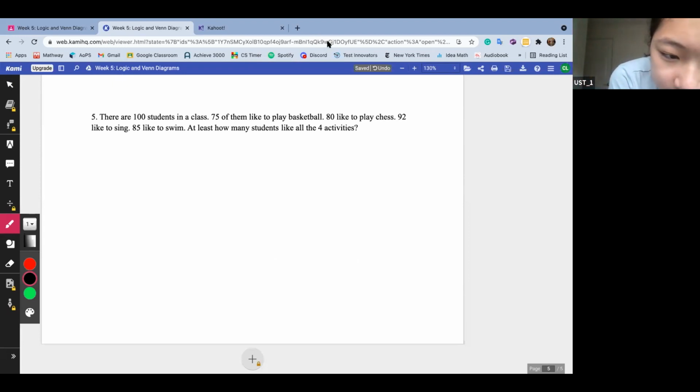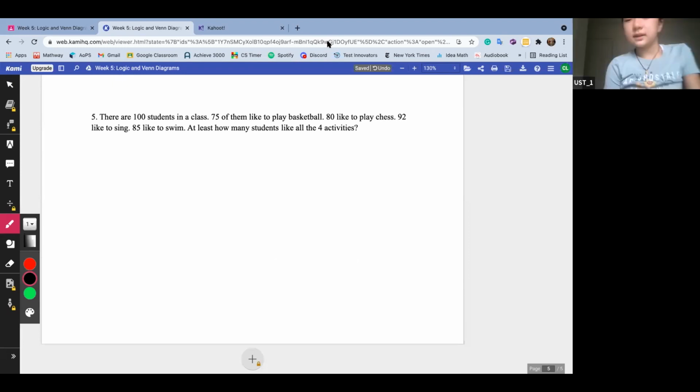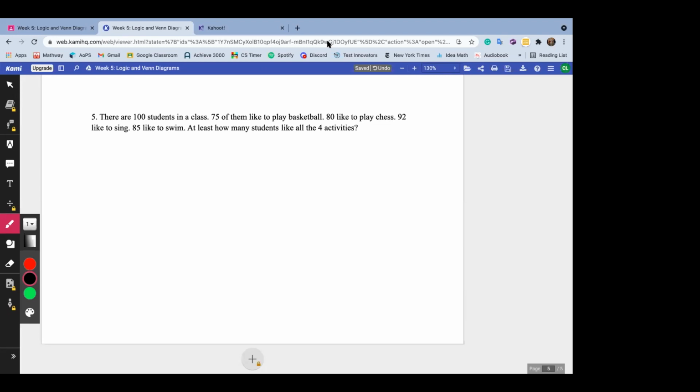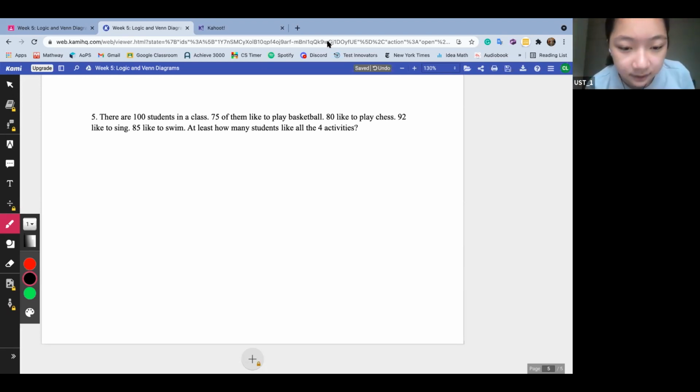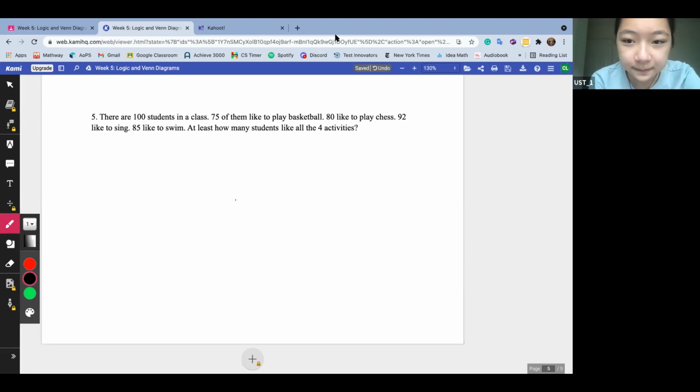I'm just going to quickly explain it. Wait, how do you draw these 4 circle Venn diagrams? So this question, you actually don't really need to use a Venn diagram. Oh, I use a formula? No, so let me just explain it. Or maybe I could do like 75 plus 80 plus 92 plus 85, then 100, that large number minus 100. Actually, I'm just going to explain this question.